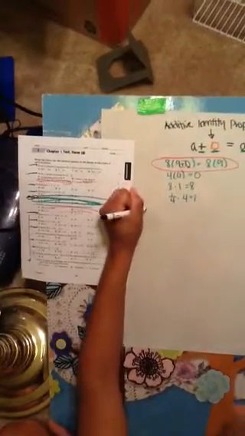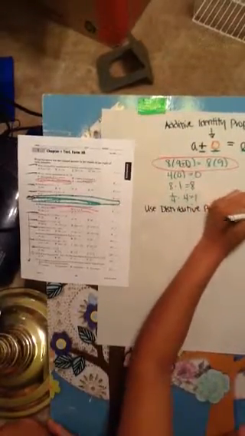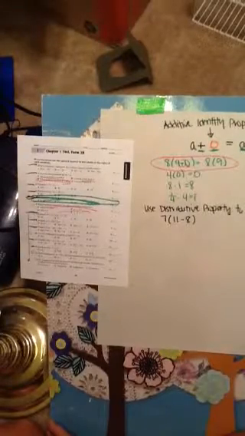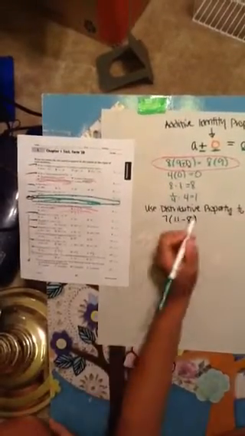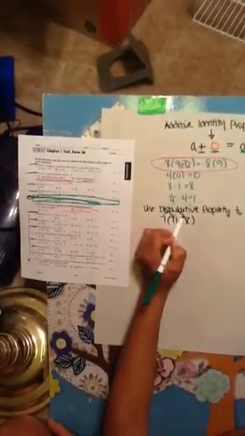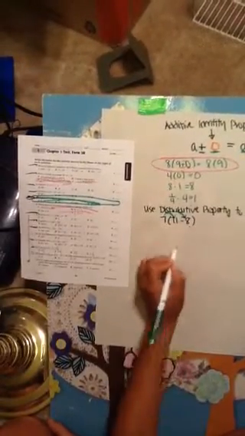The next one is use the distributive property to find 7 times 11 minus 8. The distributive property is you take whatever's on the outside and you distribute it to everything on the inside. So this is 7 times the quantity of 11 minus 8.